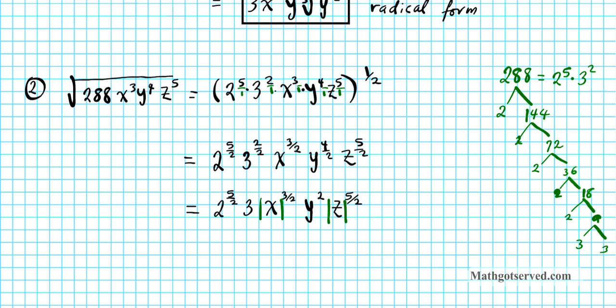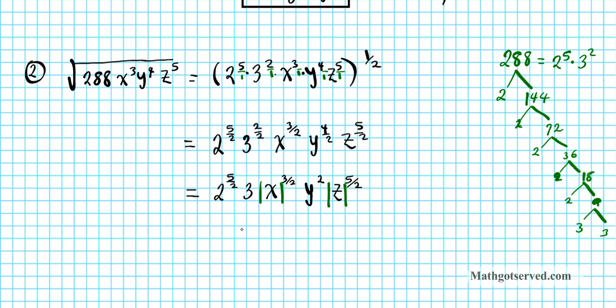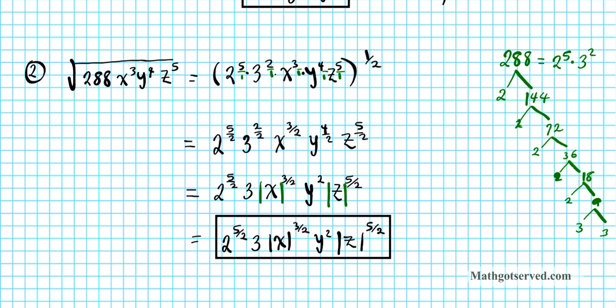Okay, so there goes your final solution. Let me rewrite it. As rational exponents, this can be written as 2 to the 5 over 2 times 3 times the absolute value of x to the 3 over 2. That guarantees that x can never be negative, that you never take the square root of a negative number, times y squared times the absolute value of z to the 5 over 2. Okay? So notice how you put the constants first, and then you put the variables in alphabetical order. All right? So this is your result in rational exponents form.